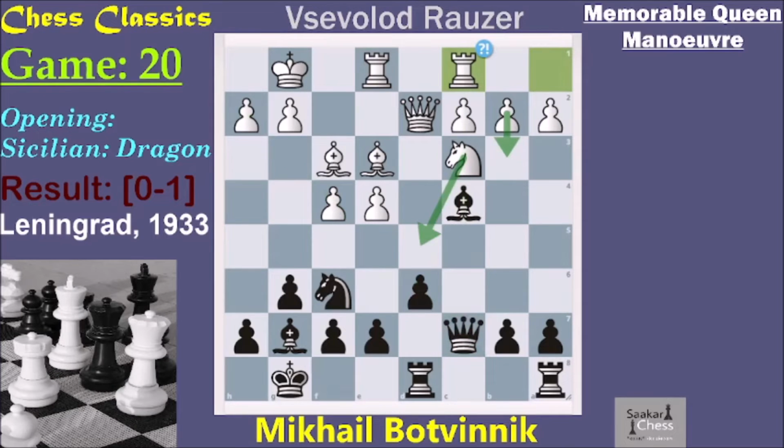Rc1, inaccuracy. Rauzer might be having ideas like b3 and knight d5 in his mind, but better was here queen f2. After this, now Botvinnik seized the initiative and gave no chance to Rauzer.